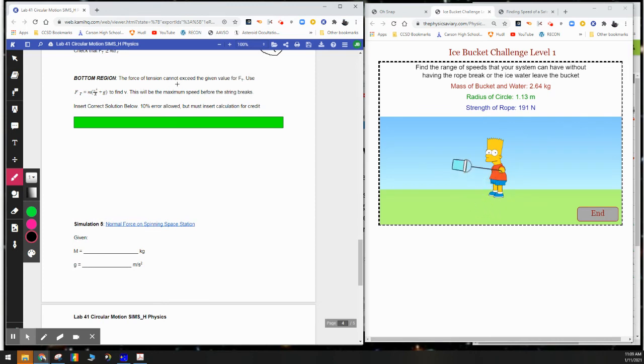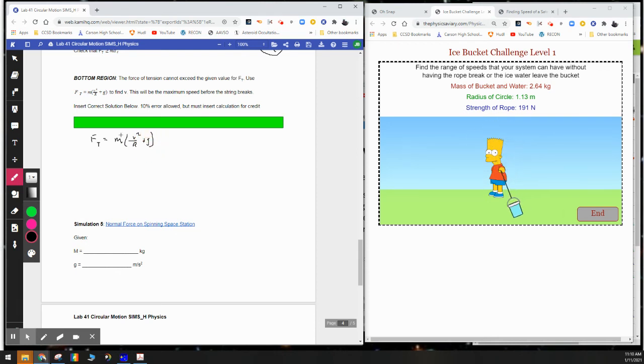Okay, the force of tension cannot exceed the value given for tension. So we want to use this equation here to find V. So simply, we have the force of tension here equals M times V squared over R plus G.